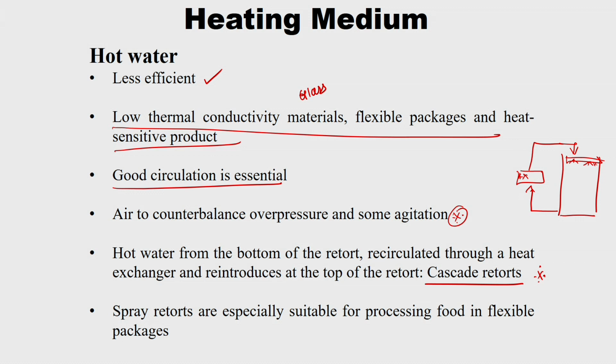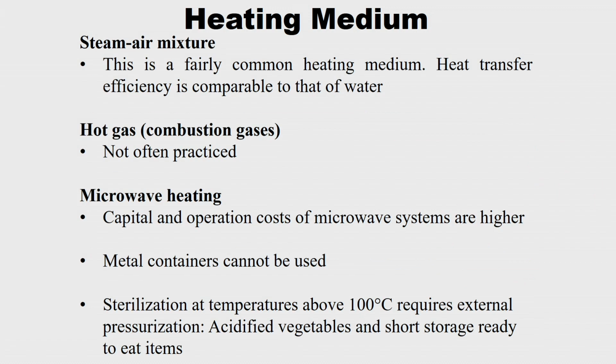And spray retorts are nothing but, you have sprays in the wall of the retort, through which steam is fed inside the retort. This mostly happens in flexible packages. So, for flexible packages we use spray retorts, and if it is hot water we use cascade retorts. At the bottom we collect the hot water and again heat it and give it to the top. And hot water is used as a heating medium, especially when low thermal conductivity materials are tried as packaging material.